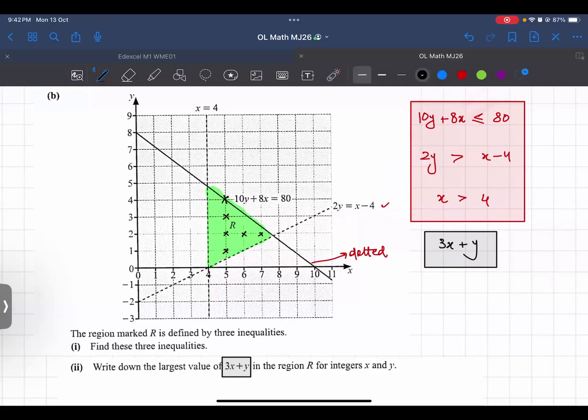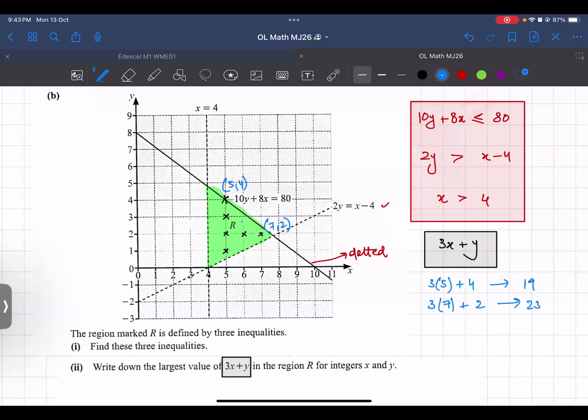Now this is up to your observation, your analytical skills. Let's suppose this point is 5 comma 4. If I use x as 5 and y as 4, I will get 19, isn't it? And if I use this point, 7 comma 2, this would be 3 times 7 plus 2, which is 21 plus 2, 23. So this one is higher.